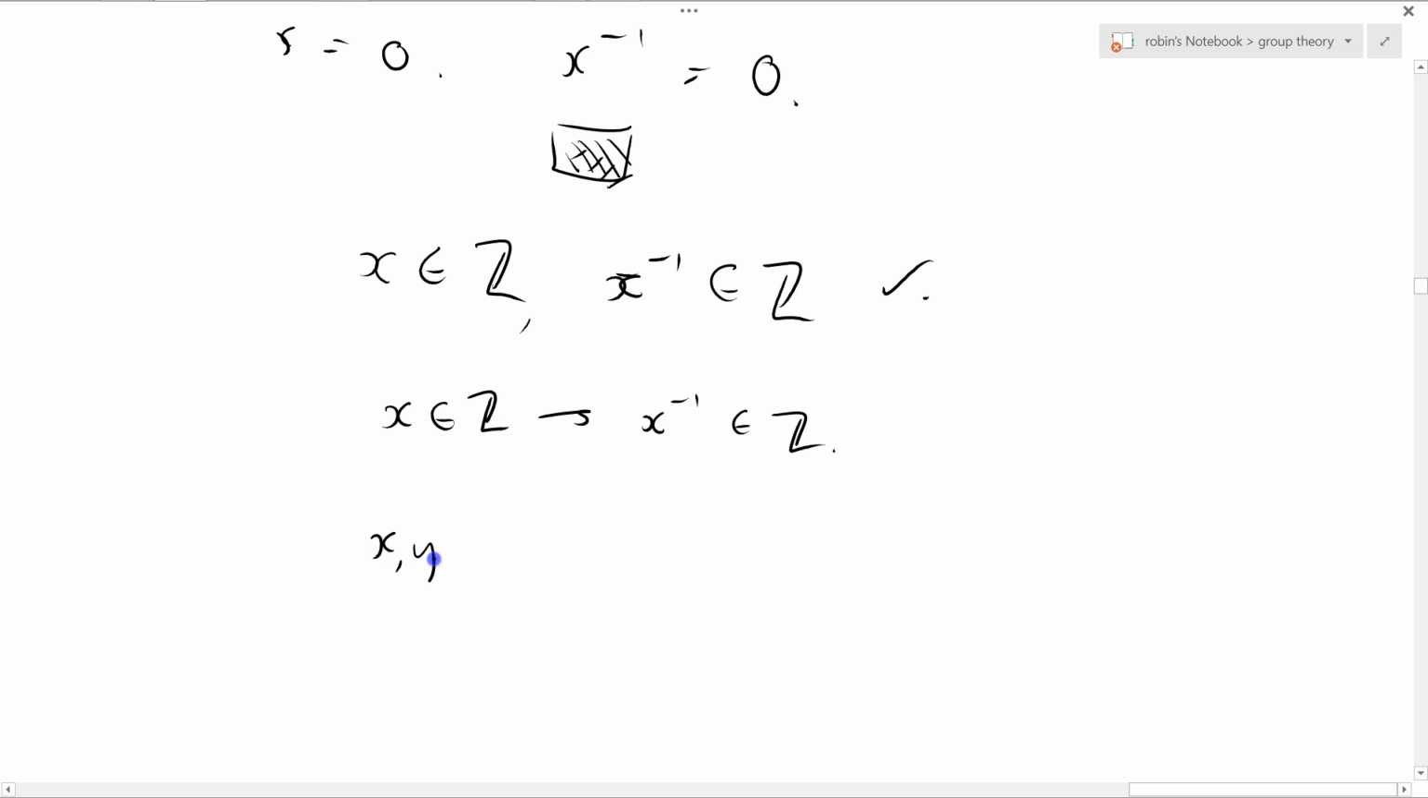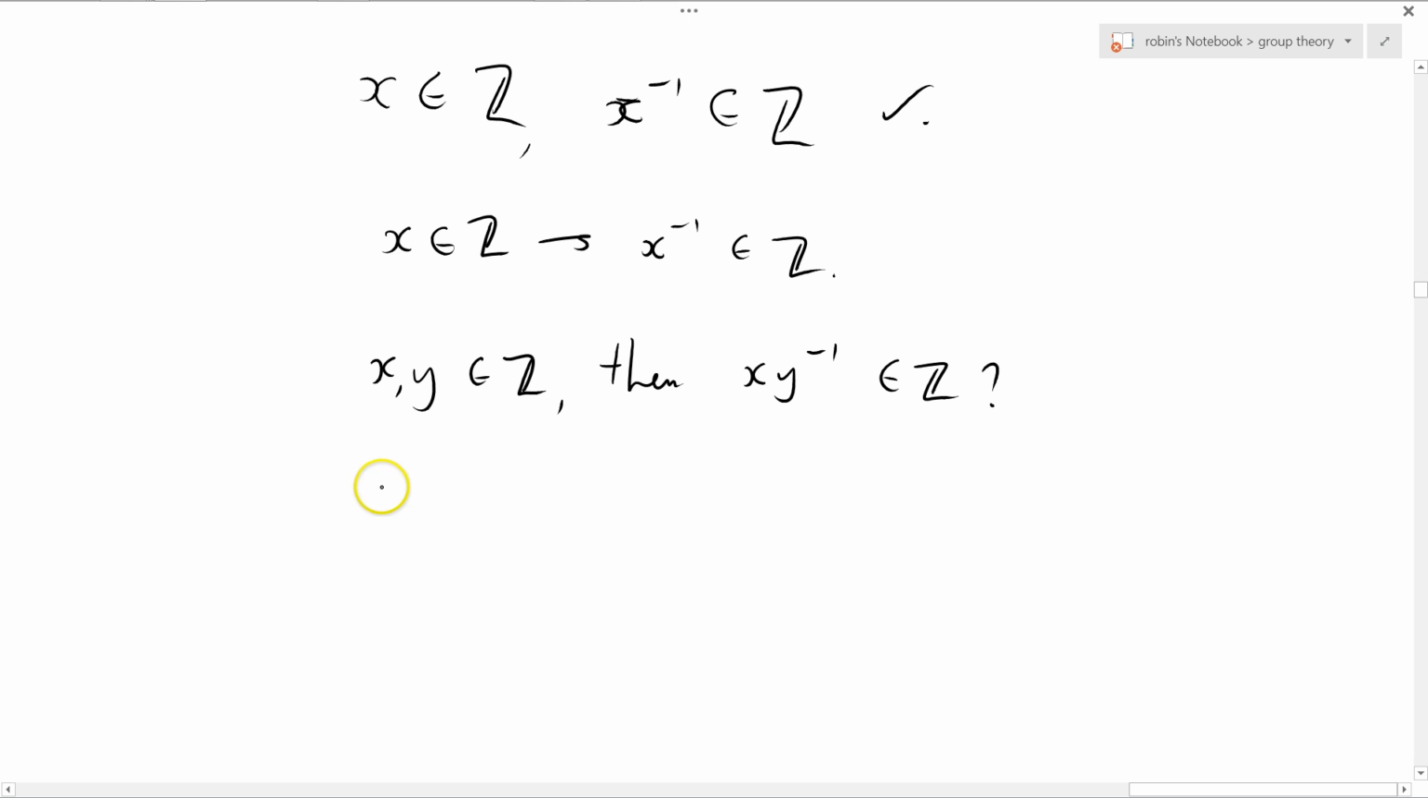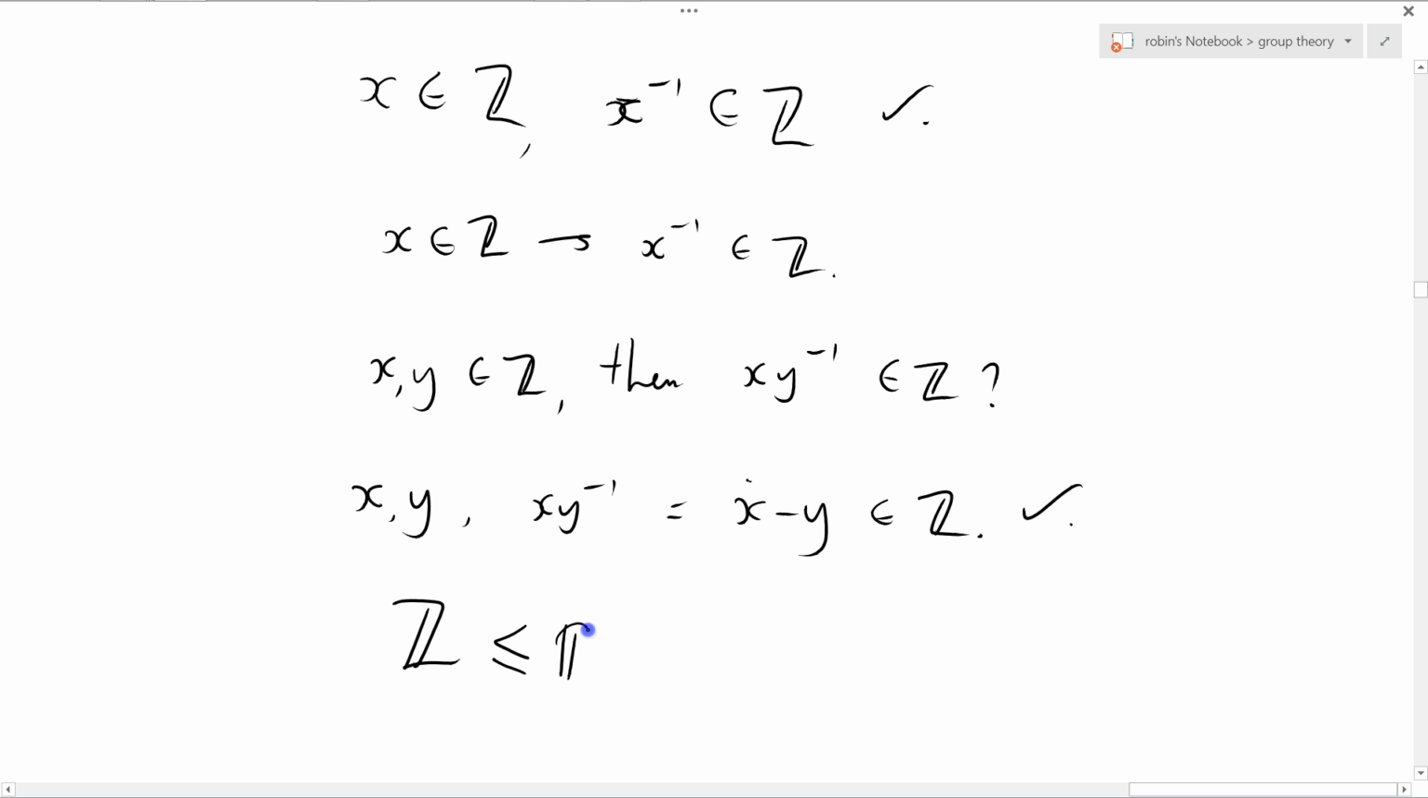If x and y are in Z, then x y^-1 is in Z. Is that true? Well, whatever x and y are, x y^-1 equals x minus y, which is one integer subtract another one, which is of course also in Z. So that's the second rule proved. So we've established that Z, treated as a group, is a subgroup of R. That's nice. I'm going to stop there.